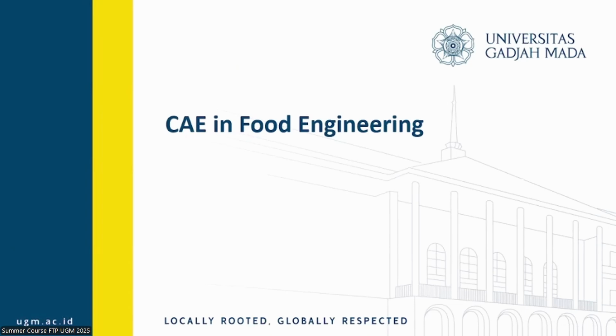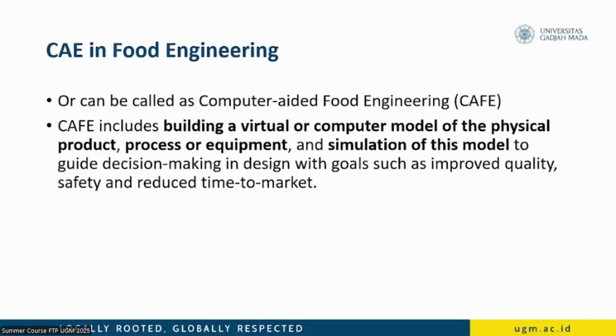And then computer-aided engineering in food process or in food engineering. Yeah, we can call it now computer-aided food engineering. CAFE includes building virtual or computer models of physical product, process, and equipment, and simulations of these models to guide decision-making in design with goals such as improving quality, safety, and reducing time to market.